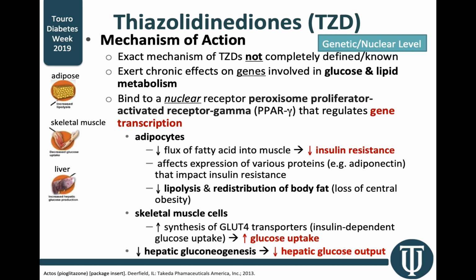And the second organ that TZD might impact would be the skeletal muscle. So it will ultimately help the increase of glucose uptake by increasing the synthesis of a glucose transporter. This glucose transporter is number 4, which is insulin dependent. And the last impact would be to reduce the hepatic glucose output, so by reducing the liver's production of glucose.